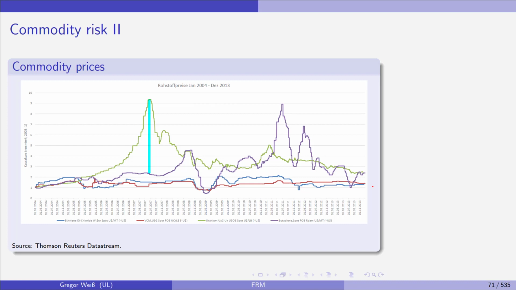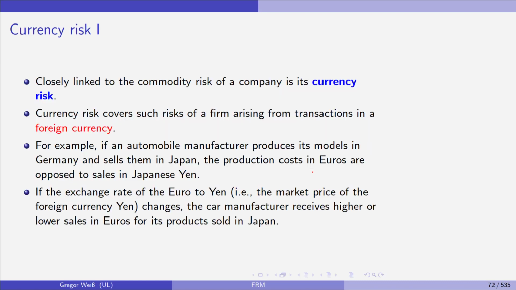It's increased over time. That's probably also inflation. There's no inflation correction here. But again, you can see the price for uranium went up extremely and then also went down back again. And this shows you what high risk exposure commodity risk can actually cause.